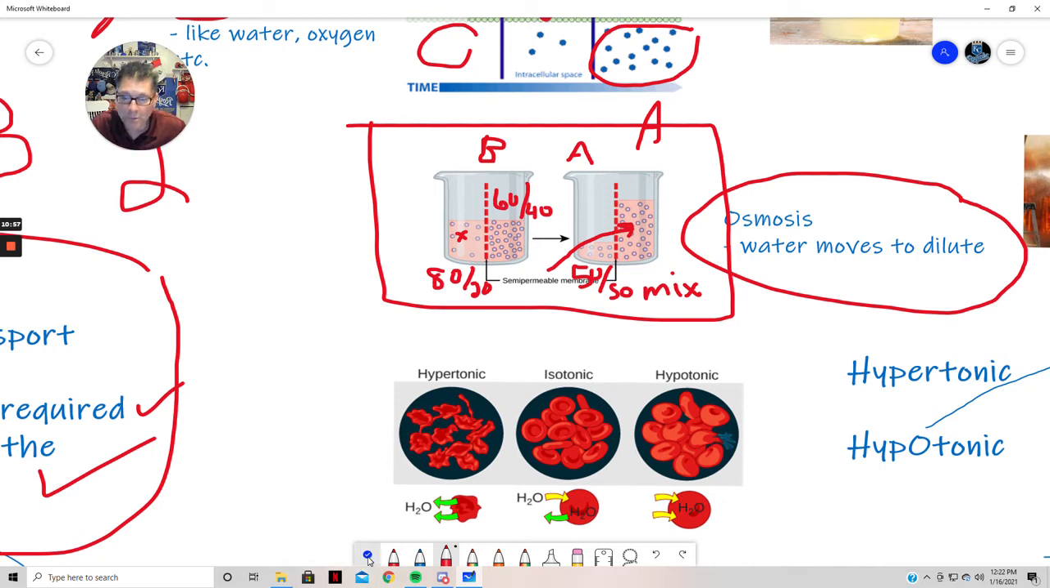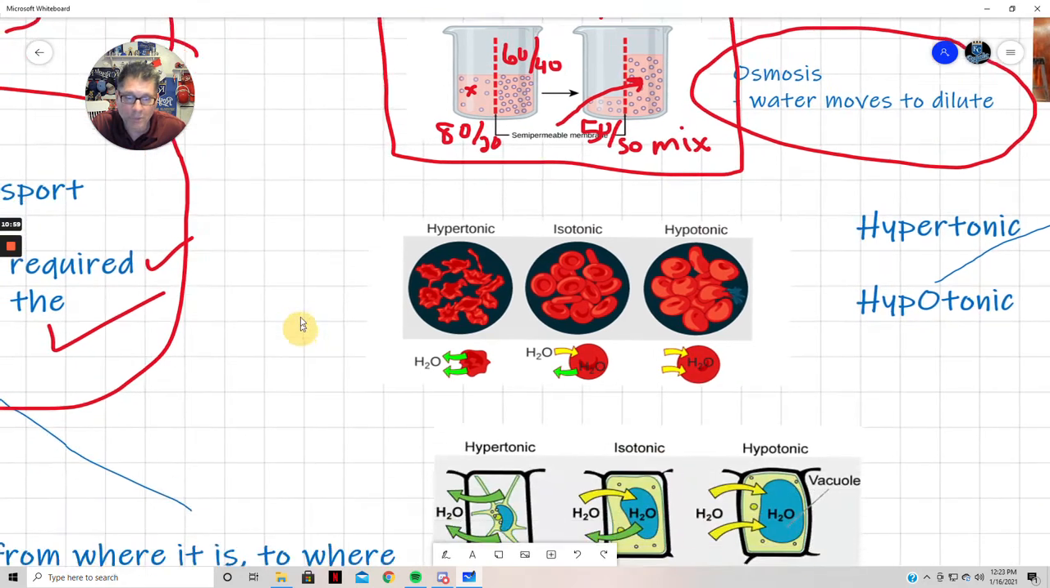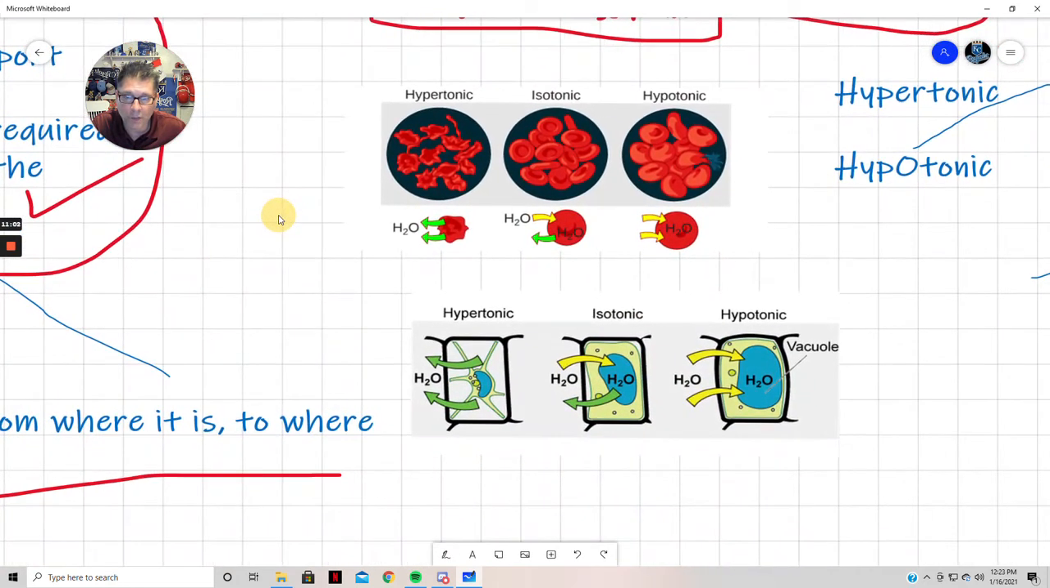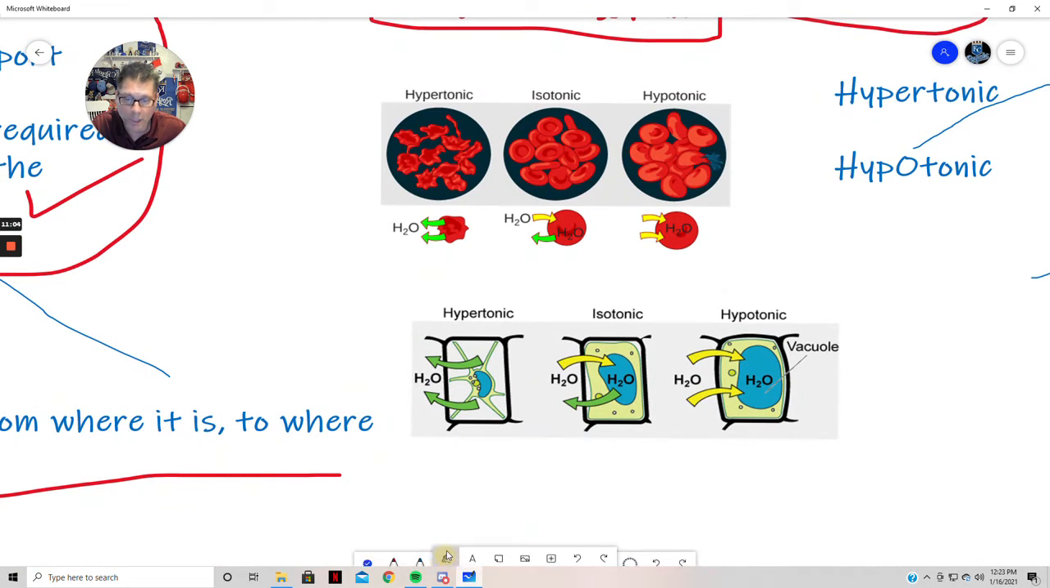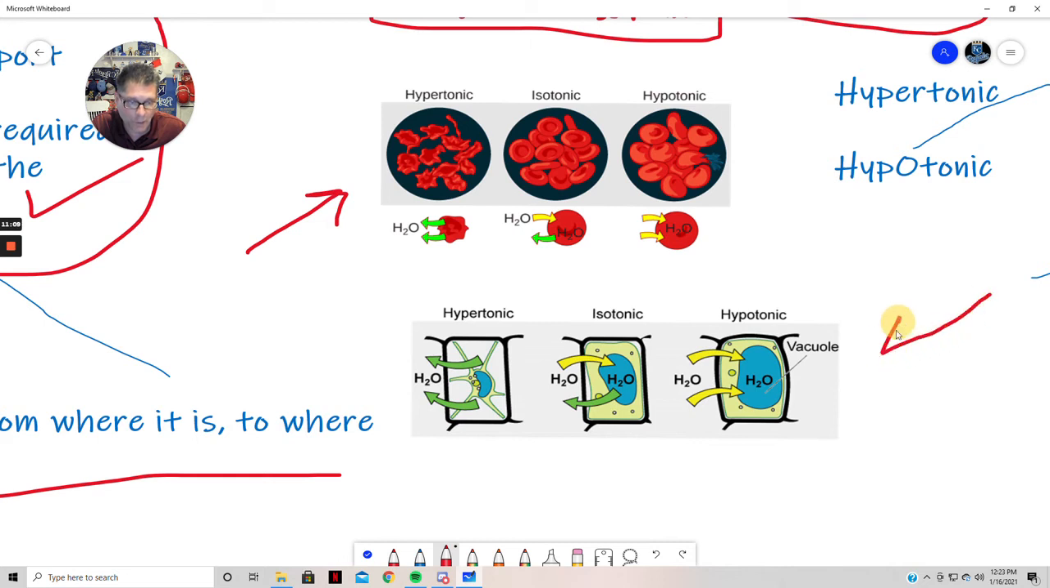Okay, now osmosis has three types. So we're going to move this up here where we can see all of this, and then bring our pen back. This obviously is our red blood cells, and this, in case you don't recognize it, is a plant cell. Now, there are three types of osmosis, as you can see here. Hypertonic, isotonic, hypotonic. Now, hypertonic, and you can see those red blood cells. That looks like a bad situation.